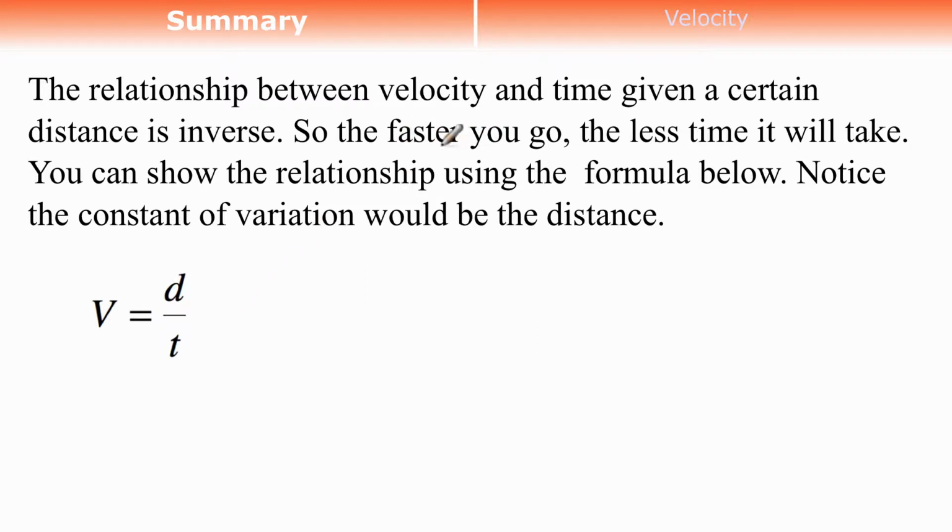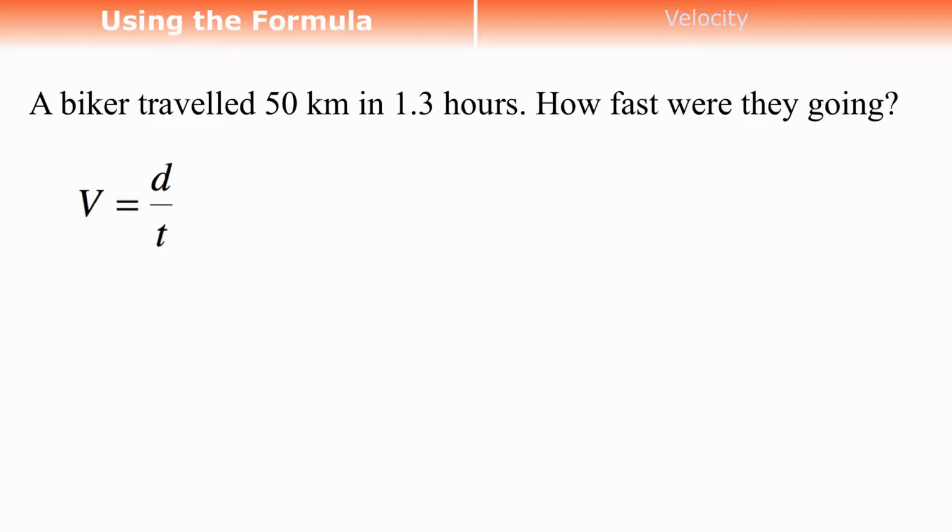Notice in this equation that it's an inverse relationship. Like the faster you go, the less time it will take. So one increases, the other decreases, inverse relationship. And the constant of variation, that top number, is the distance. Okay, so let's try some questions where we're looking at that.